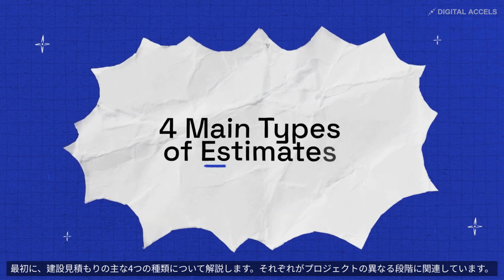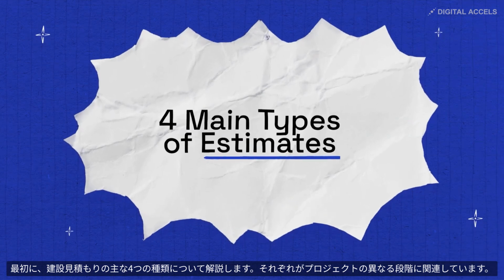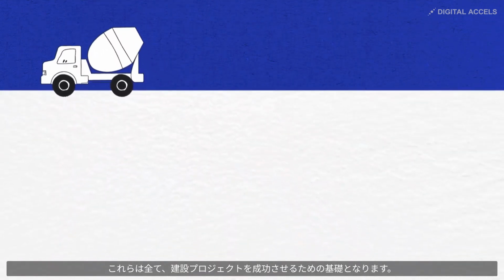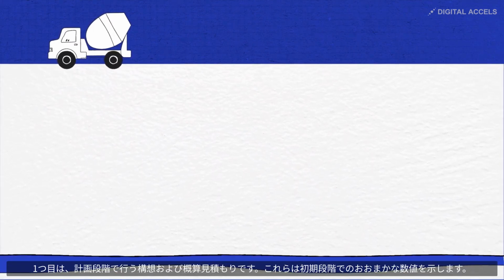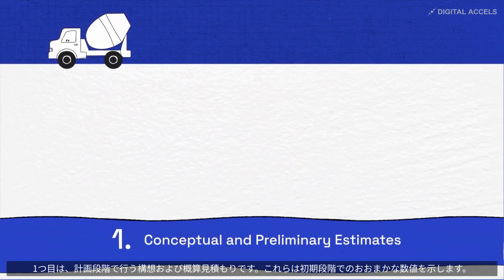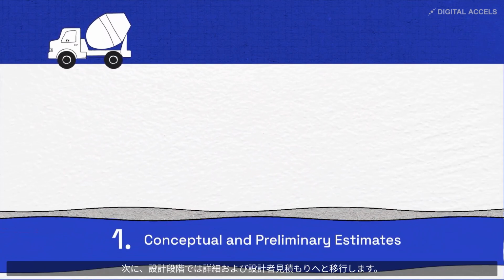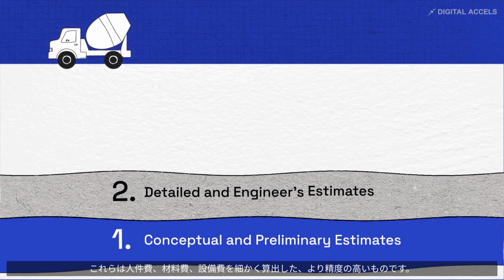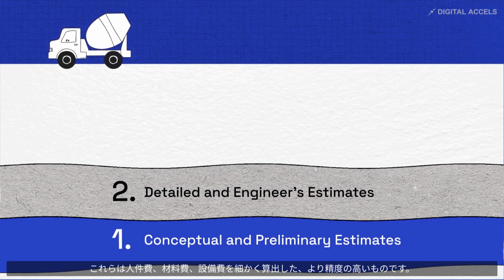Here we go. To begin, here's a breakdown of the four main types of construction estimates. Each is tied to a different phase of the project. They all help you lay the foundation for a successful build. First, during the planning phase, you've got conceptual and preliminary estimates. These give you rough numbers early on. Next, in the design phase, you move into detailed and engineer's estimates. These are much more precise, breaking down labor, materials, and equipment.